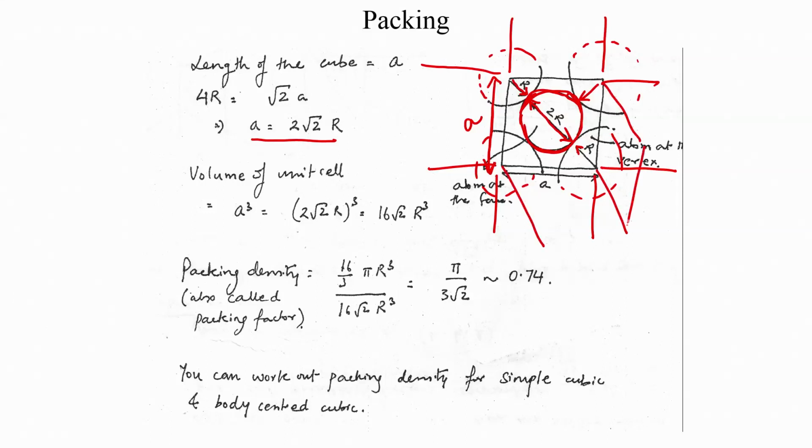and therefore the volume of the unit cell, which is basically a cube of each side having length A, is A cube. And A cube can be defined in terms of r because of this relation. So you find that the volume of the unit cell is 16 square root 2 r cube, and therefore the packing density is the total volume of the atoms occupying this unit cell divided by the total volume of this cube, and it turns out to be about 0.74 for a face centered cubic crystal.